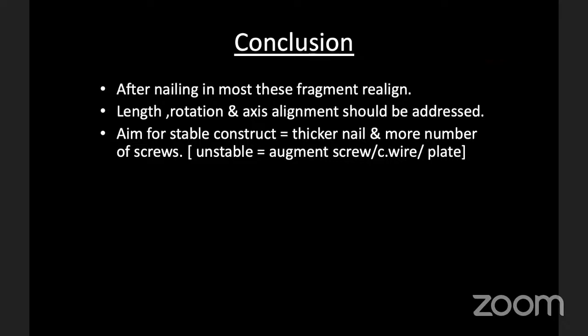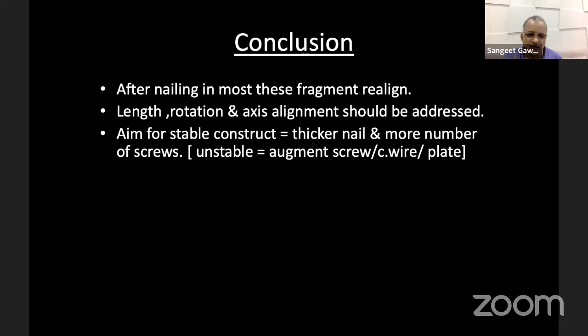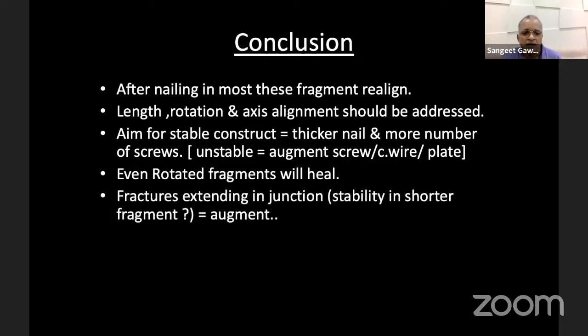Unstable, you can use, if there is a significant instability or you are not able to pass a thicker nail, or the configuration of the fracture is such that you cannot use a number of screws proximally and distally. Then in those situations, you can use an augment plate or you can augment the fixation with a screw or a cerclage wire. Even a rotated fragment will heal.